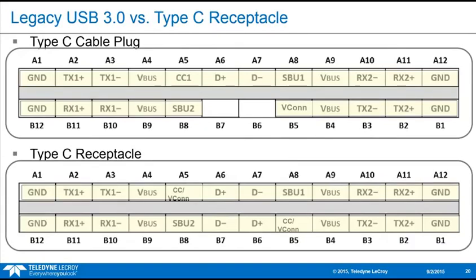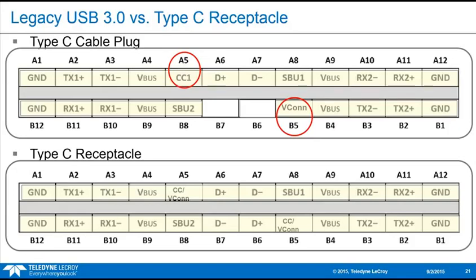Okay, so think of this view as though you were looking inside the cable plug and the receptacle housing itself. The upper one is the cable, okay? These pinouts look similar, but there's one huge difference that's really important to understanding this technology. Only the receptacle side has the fully redundant set of pins. The cable is not symmetrical like the receptacle. On the upper image, the CC line is always on A5, and if it's an E-mark cable, then Vconn is always on B5. There's only one D+, D-, one SuperSpeed pair.